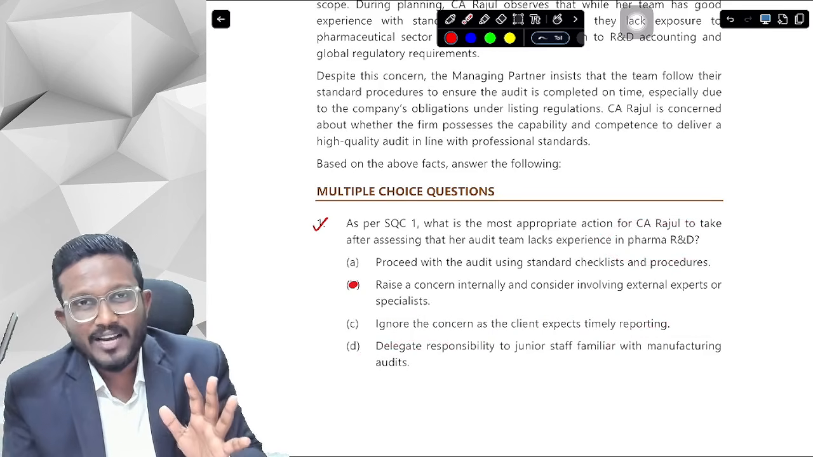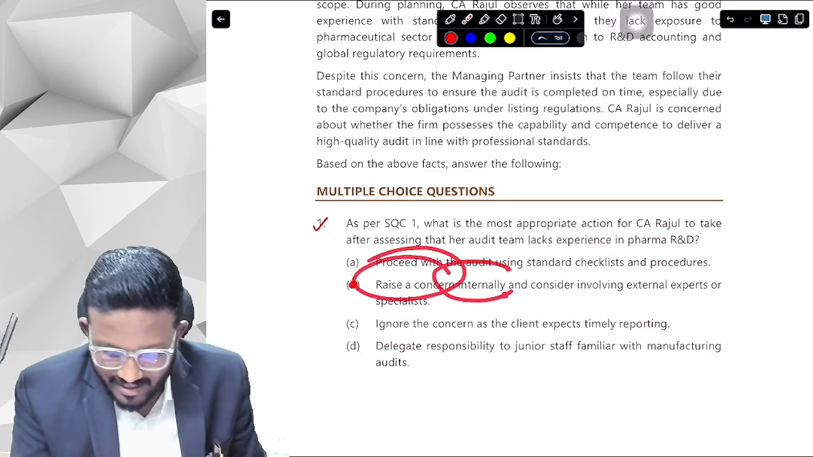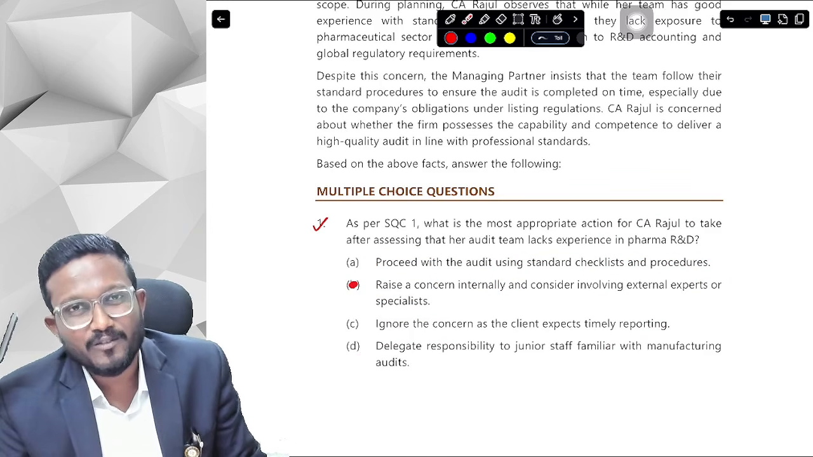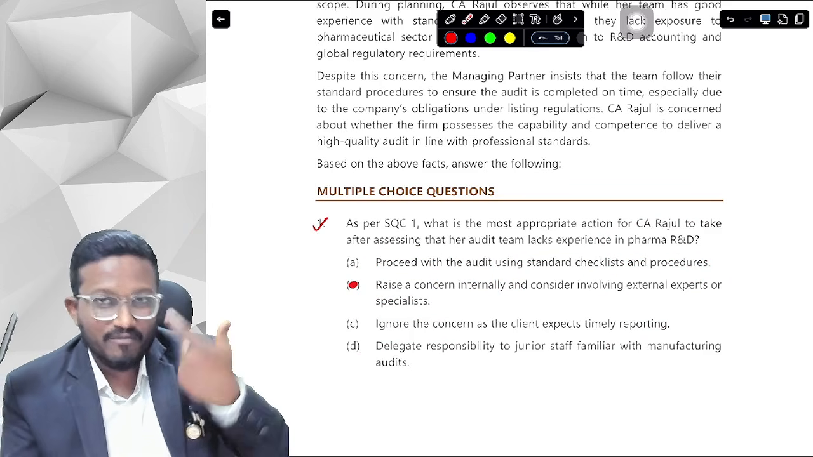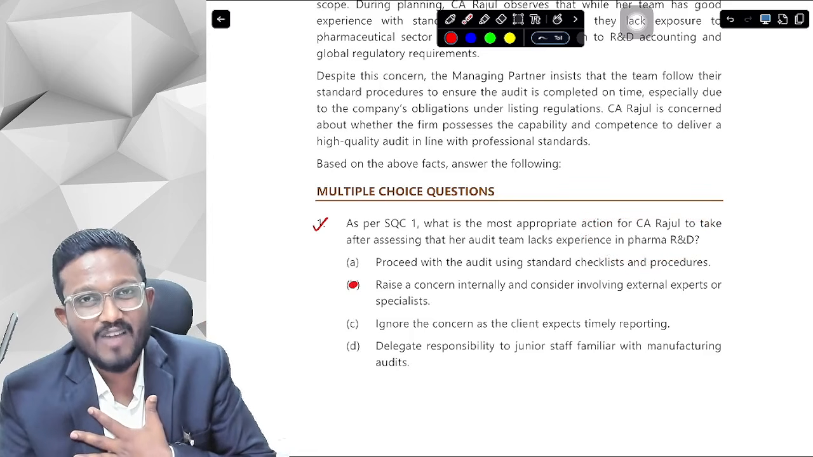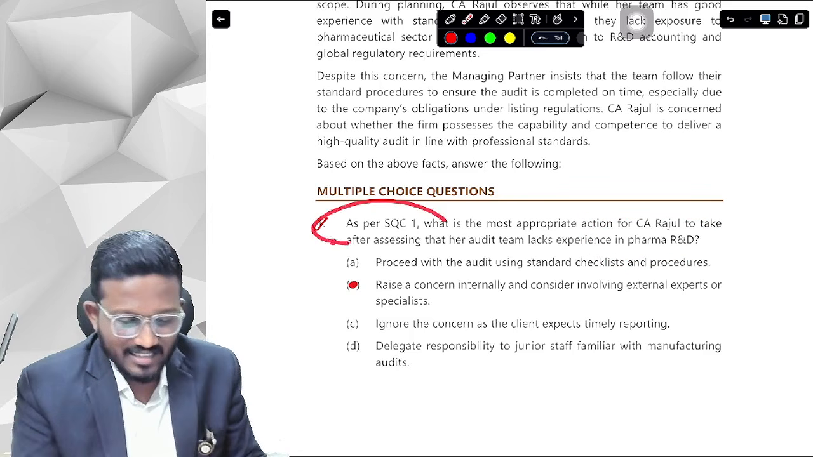So what we should do actually, sir, is raise a concern internally and consider whether we need to involve any external experts or specialists who have the expertise in pharma R&D, so that they can help us in auditing this pharma R&D company. Okay, yes sir, this is correct as per SQC 1.